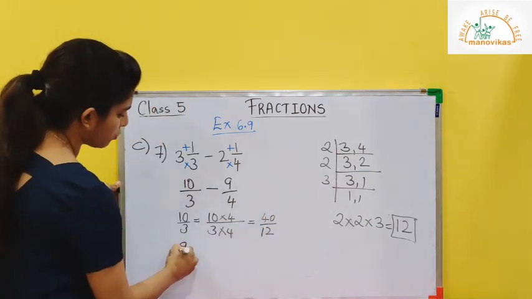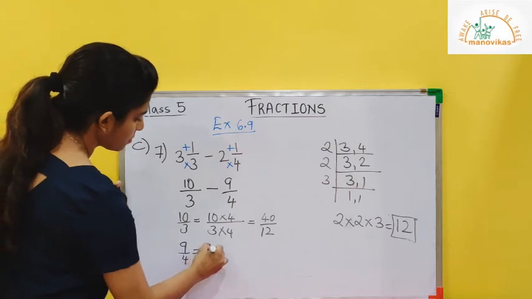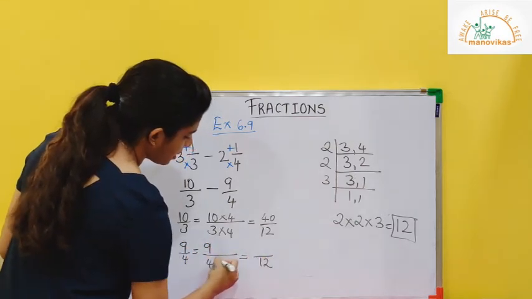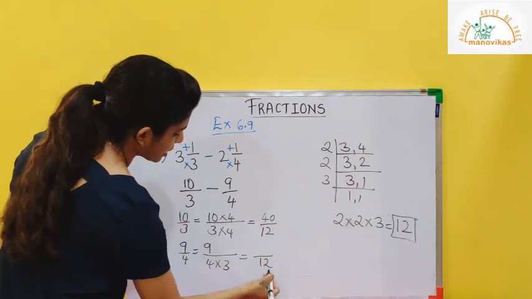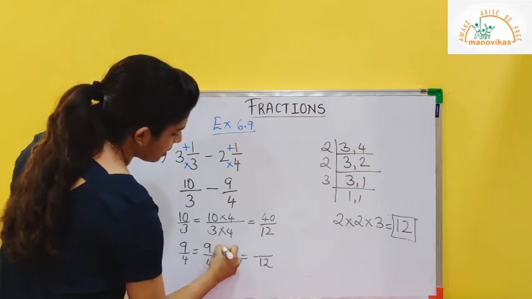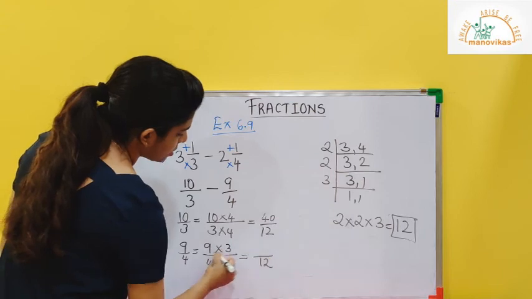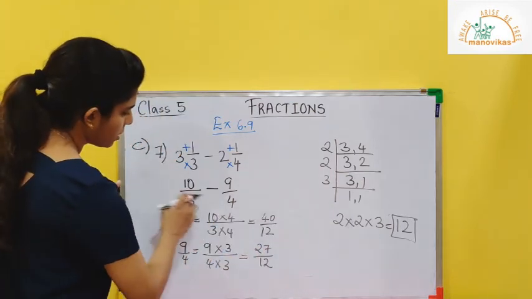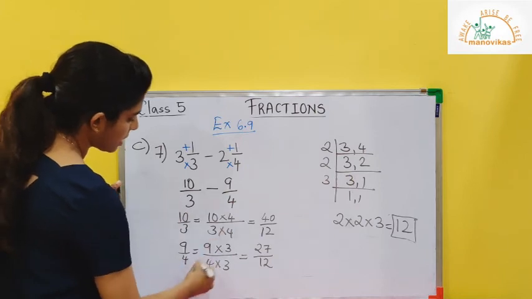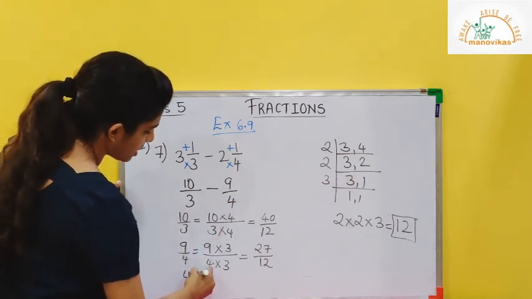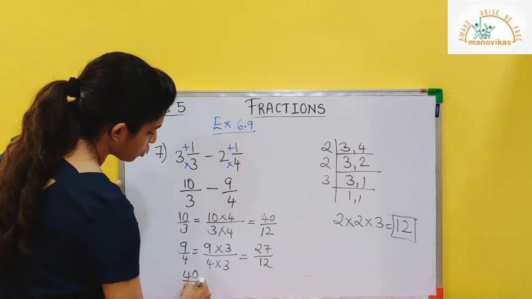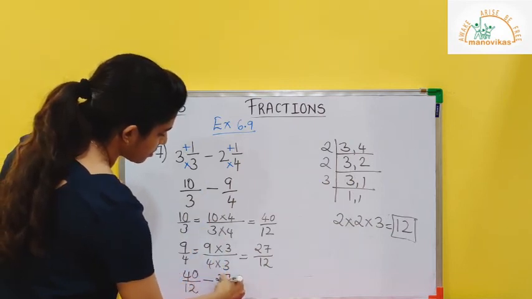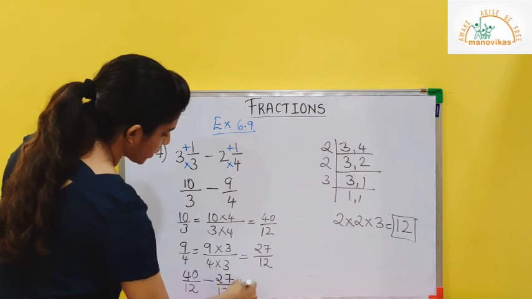Let's bring 9 upon 4 down. 9 upon 4. This should be 12. If I multiply by 3, I will get 12. 4 into 3 is 12. Multiply 3 in the numerator. So this is 27 upon 12. Now, instead of writing 10 upon 3, I can write 40 upon 12 minus 27 upon 12.